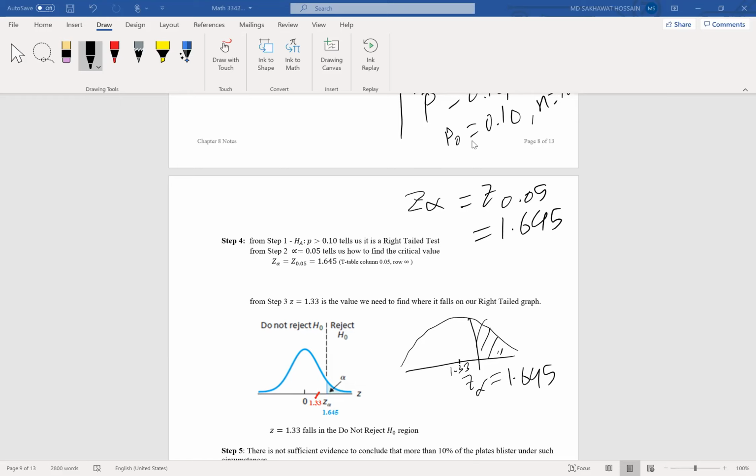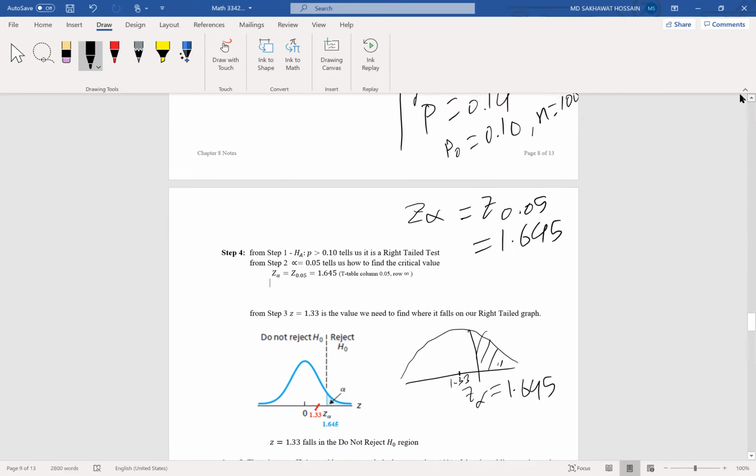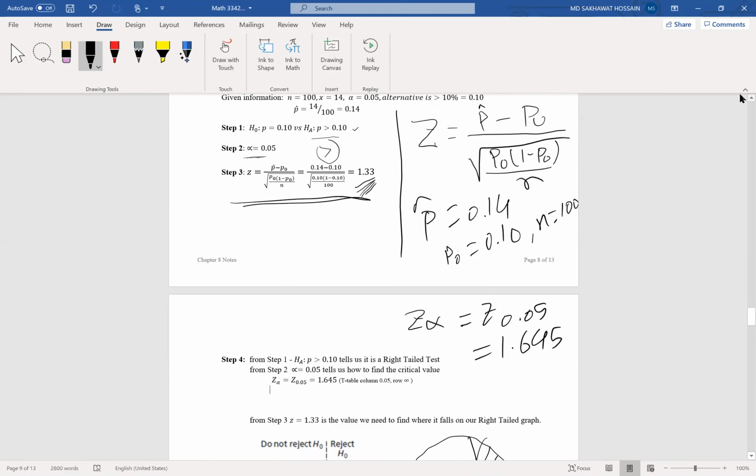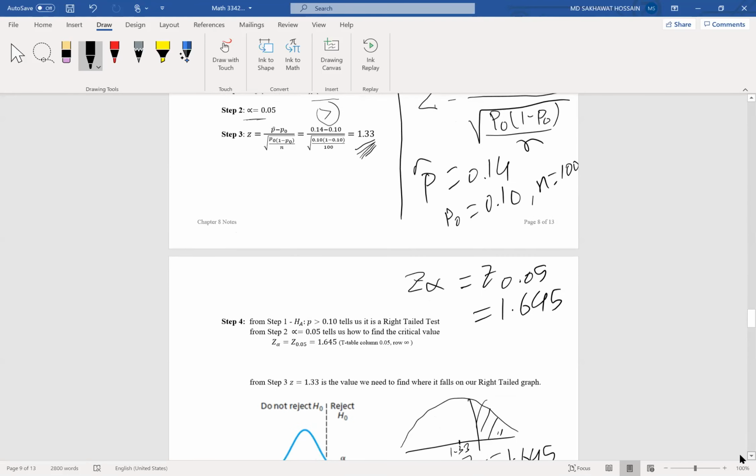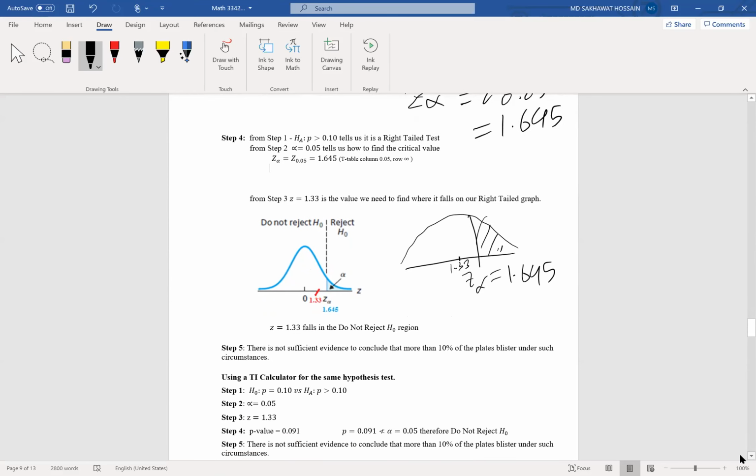Where did you get 1.33 from? We calculated the test statistic. You can see here, if you plug in all the numbers and simplify, you will find this is 1.33. This shaded region is the rejection region. 1.33 is not in the shaded region. It is outside the shaded region, right?